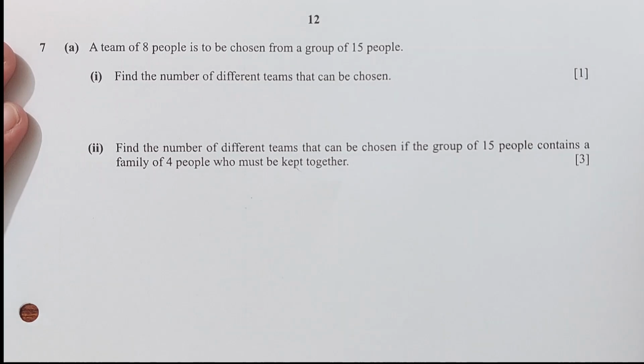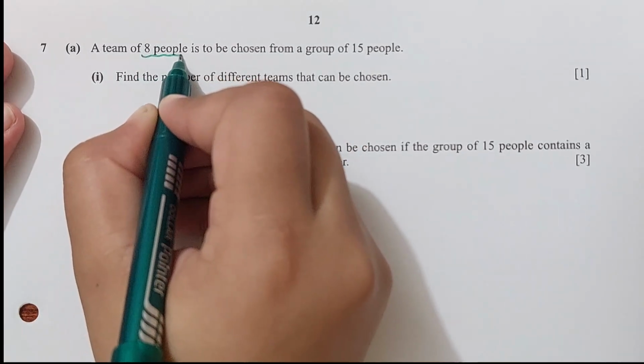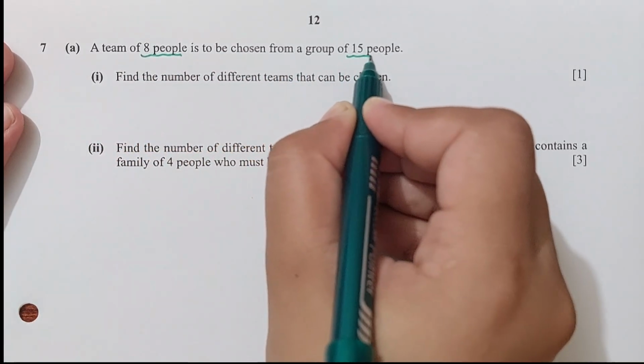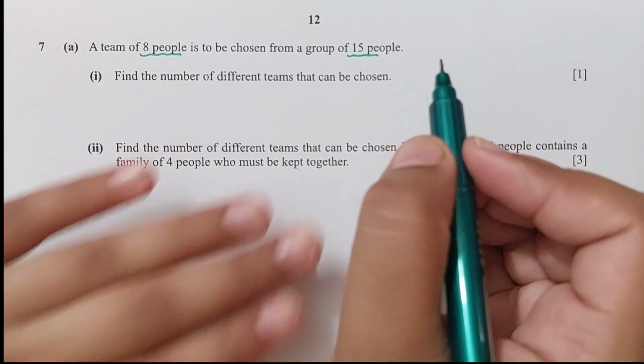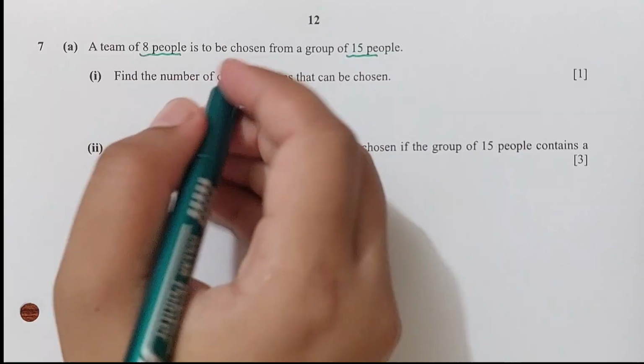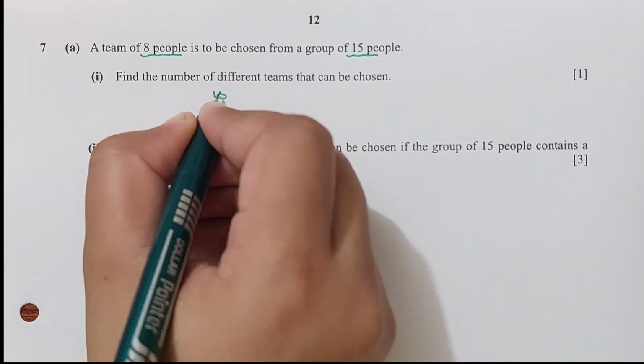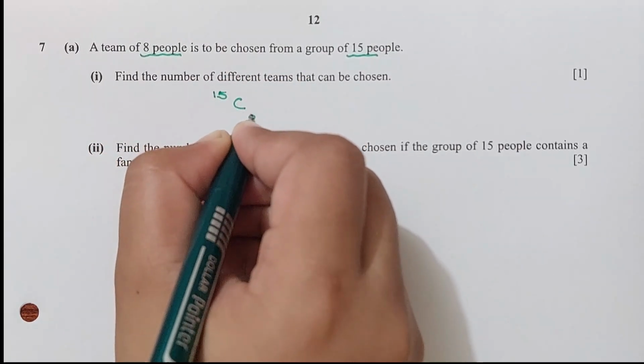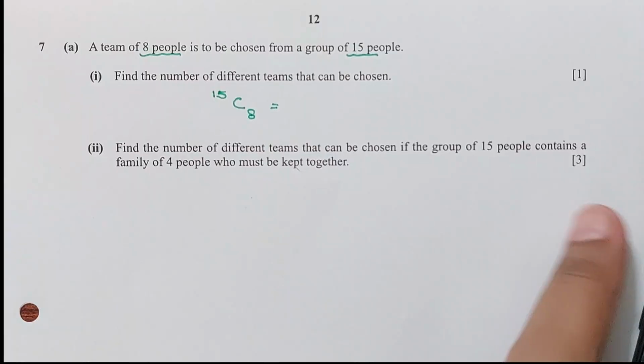Question number 7, part A. A team of 8 people is to be chosen from a group of 15 people. Part 1, find the number of different teams that can be chosen, right? So out of 15 you have to make a combination of 8, 15 C 8.